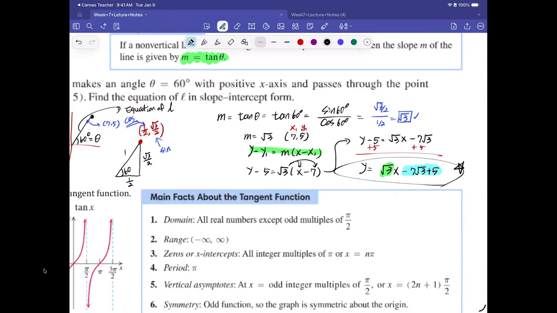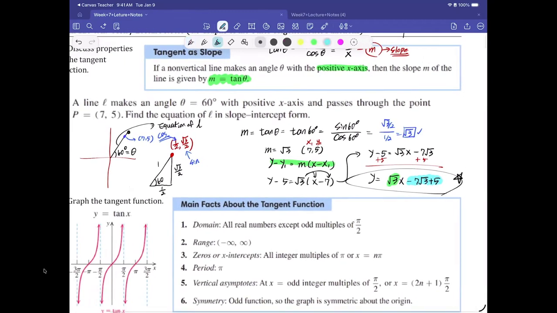So the main key is this: the slope is the tangent theta, and tangent is the sine over cosine.